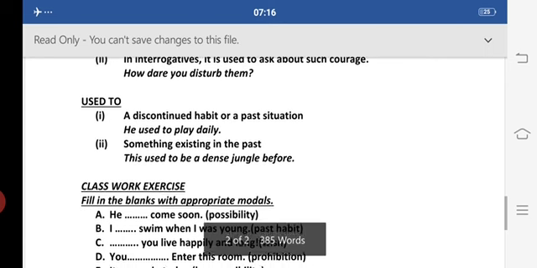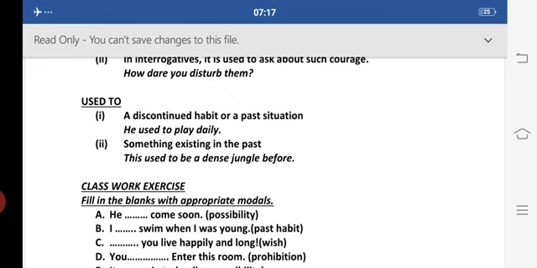Now the last one left is used to. Now students, used to is also another modal. It is used for a discontinued habit or a past situation. It means it is no longer in practice now. He used to play daily. It means now he is not playing, nor does he play, because now it is not his habit. He used to do it in the past. It is not continued to the present. Something existing in the past but not in the present. This used to be a dense jungle before. It means now it is not dense. It used to be. Right?